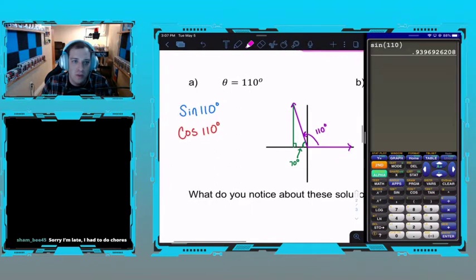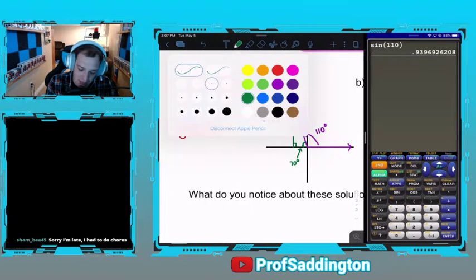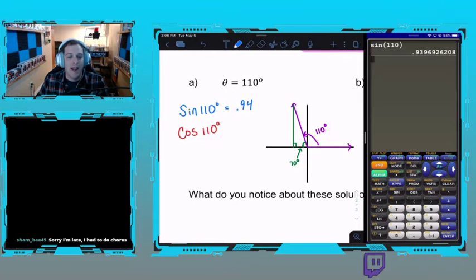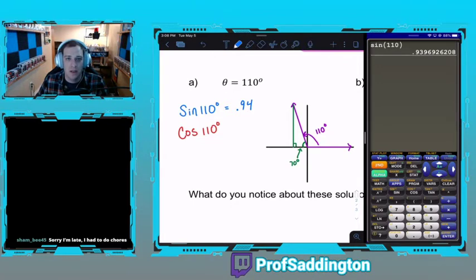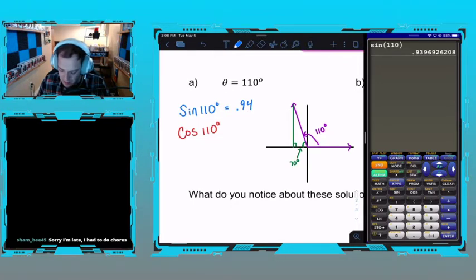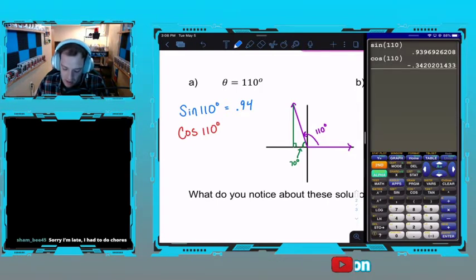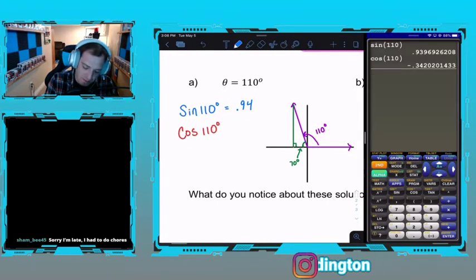So we're just going to round it to the nearest hundredth, and we're going to say that sine of 110 is 0.934. Or I'm sorry, 0.94, because we're rounding to the nearest hundredth. And then we're going to do the same thing for cosine. So if we do the cosine of 110, am I definitely on? Yeah, okay. And that's going to be negative 0.34.